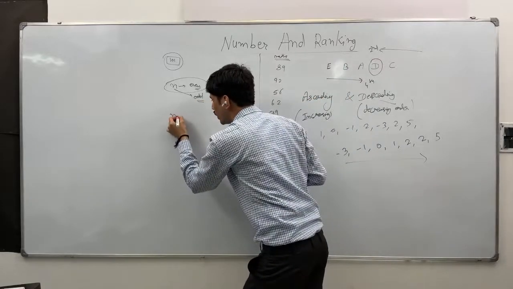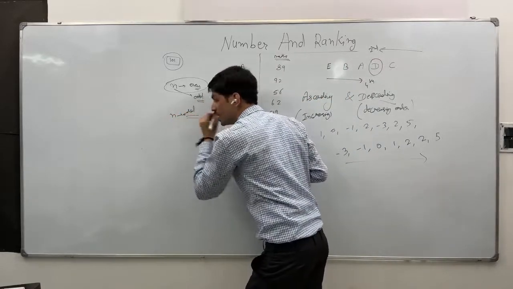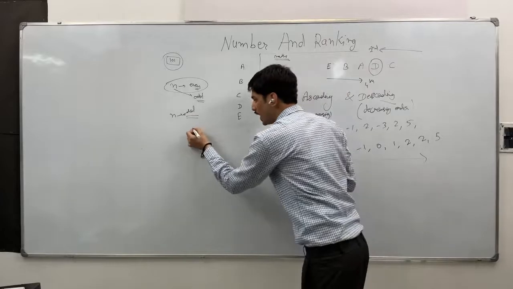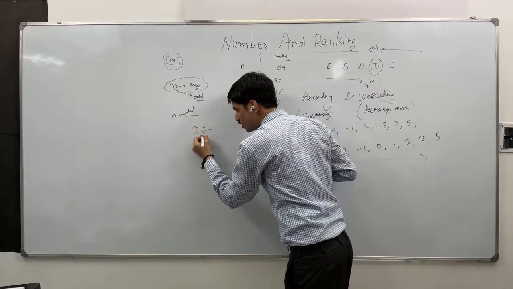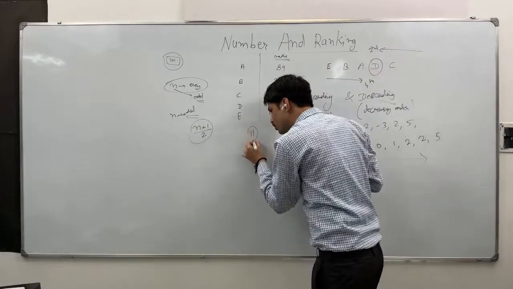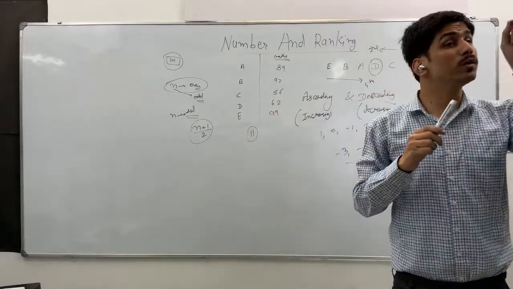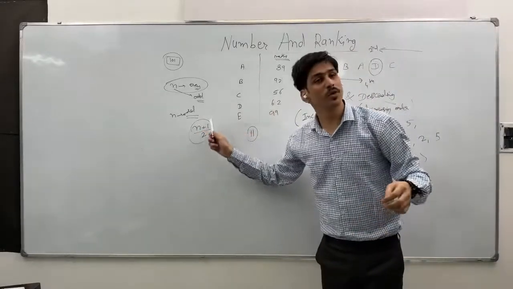Let's say n is odd. Then to find the middle student, or the middle term, what do we do? We add one and divide by two. Let's say there are 11 students. If I ask you who will be the middle student, it is (11 plus 1) by 2.